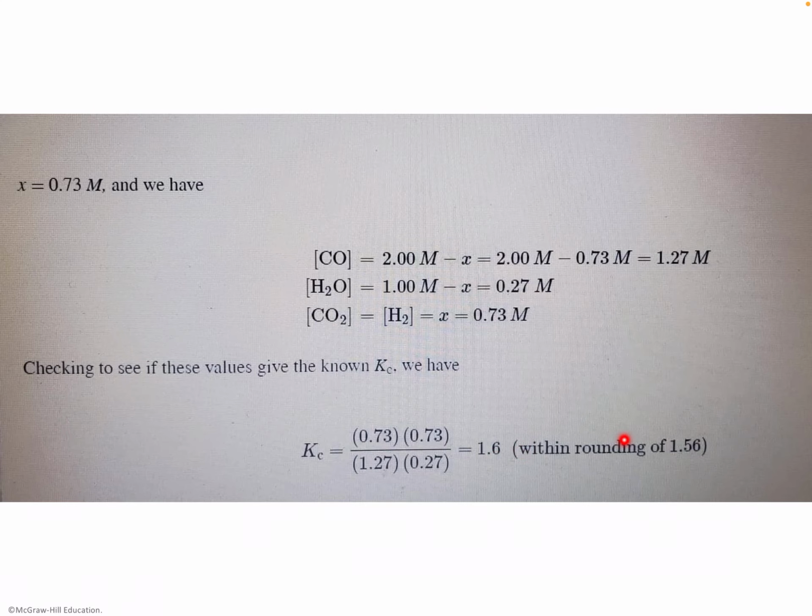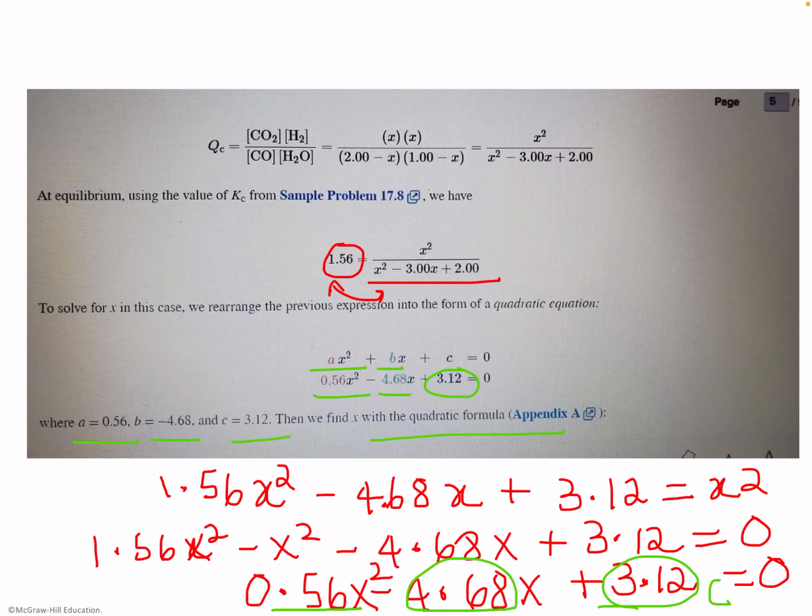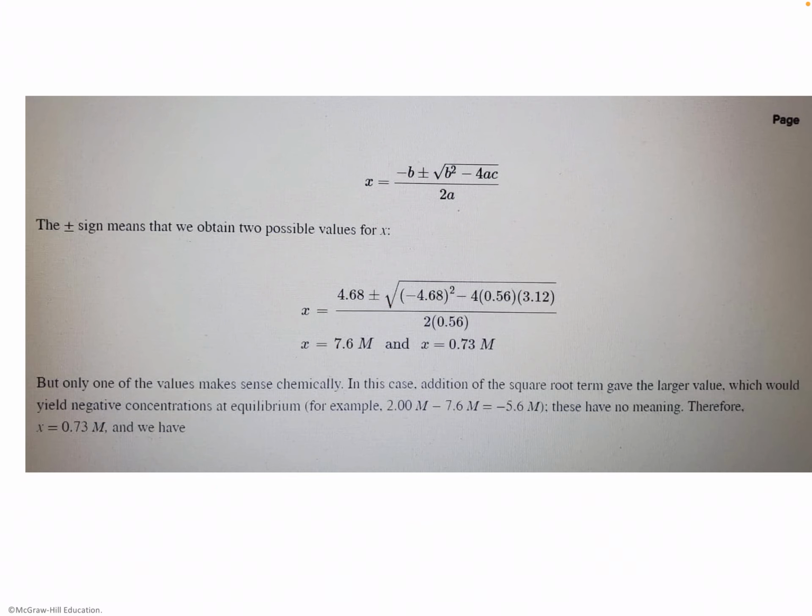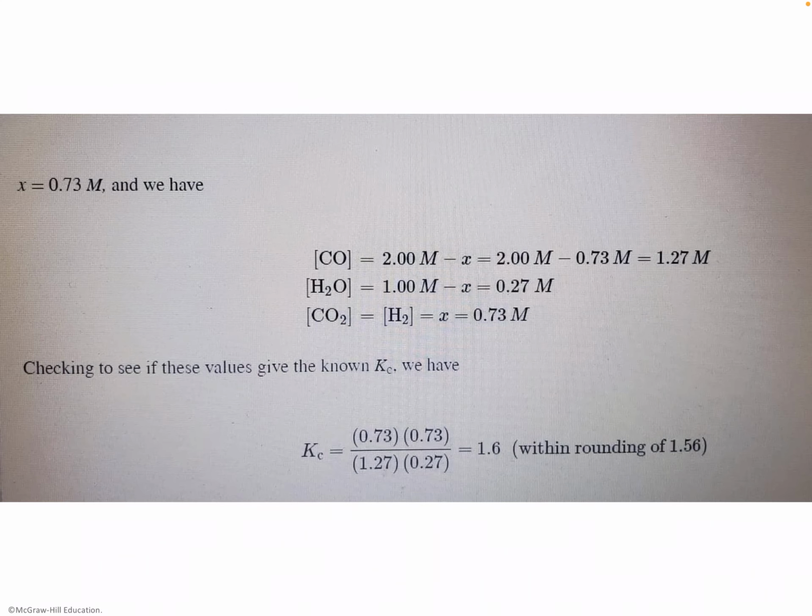within rounding of 1.56. And it makes sense because our Kc, remember we considered our Kc as 1.56, right? So the x having these values for the equilibrium concentration makes sense because we almost get the same number for Kc after plugging these solved values for x and the equilibrium concentrations. Okay, so sometimes you will have to go for the quadratic equation to find out the x.